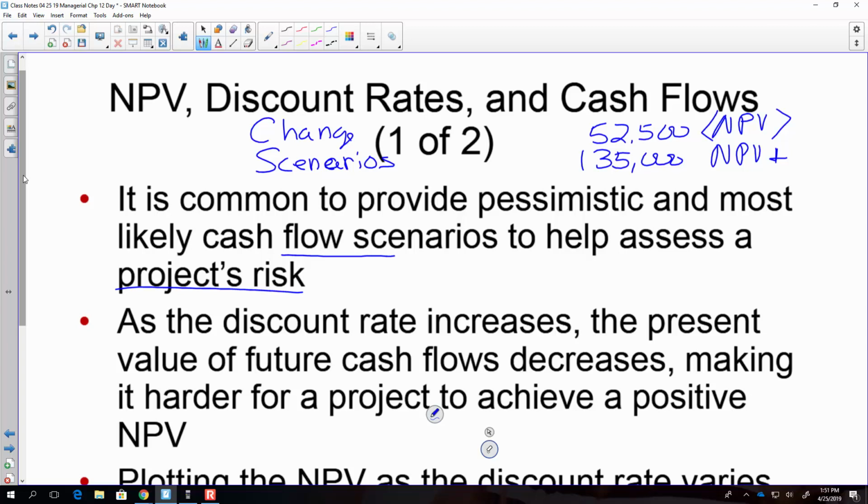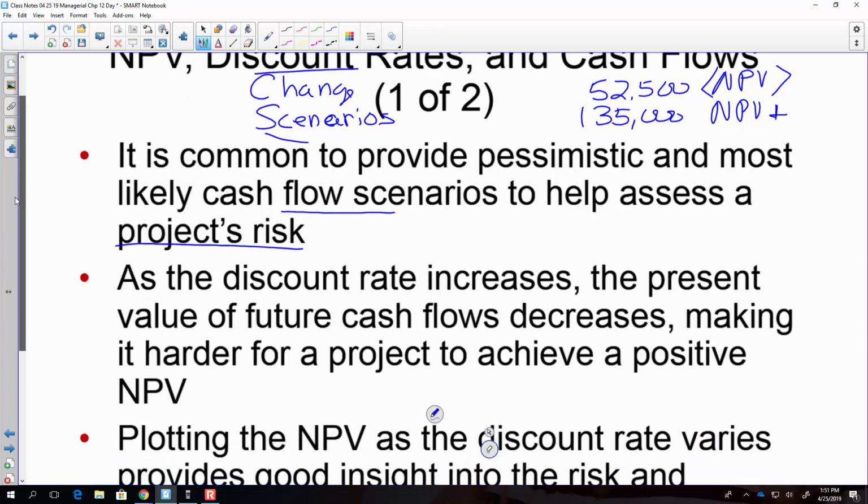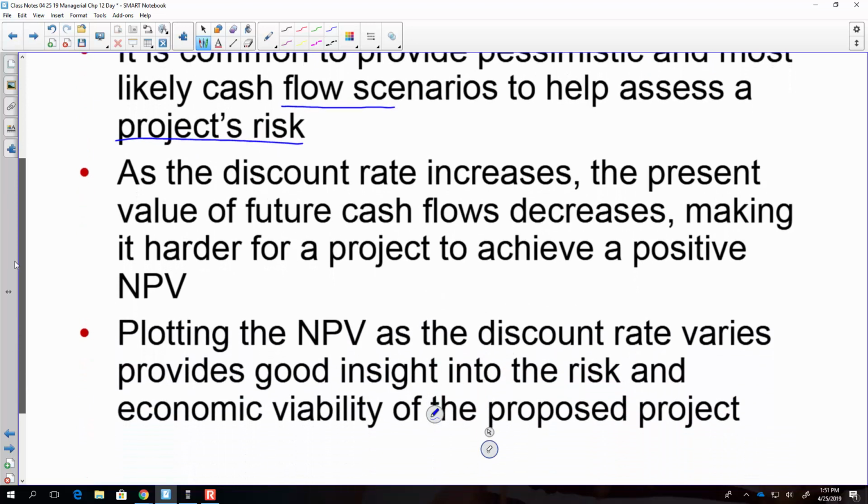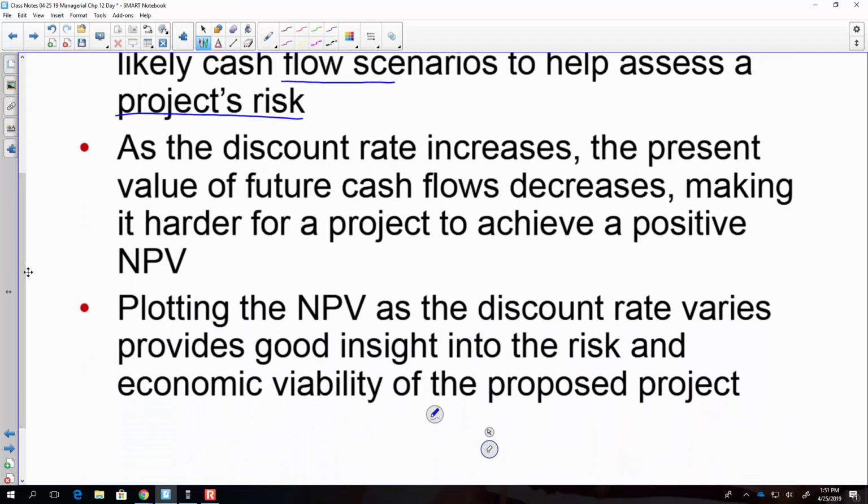Or instead of changing the cash flows, we could change the discount rates. We could change the length of time period. Also would have an influence on our net present value. So it's a good assessment of how risky we are putting ourselves in when we buy this piece of equipment.